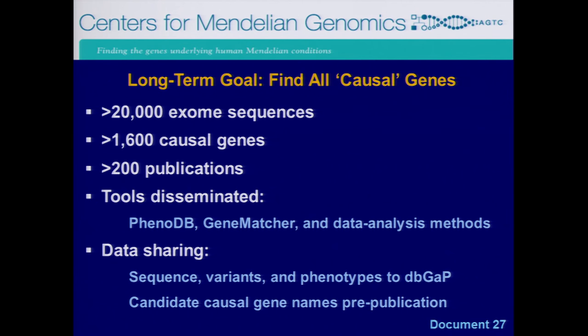Data were also shared in several ways. Sequence variants and phenotypes were deposited in dbGaP. Also, realizing that causal gene information would be of high value for other researchers, last year the center started sharing the names of candidate causal genes pre-publication.